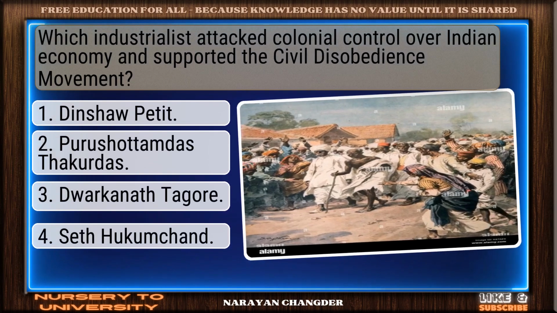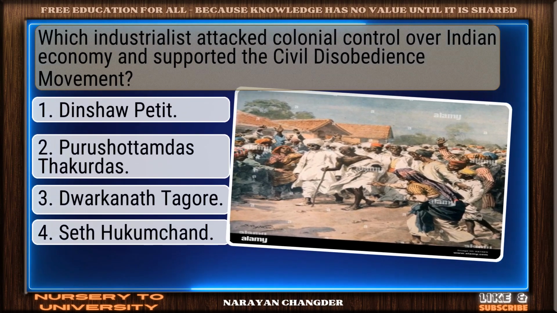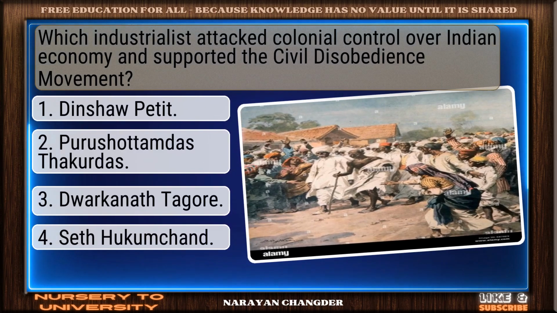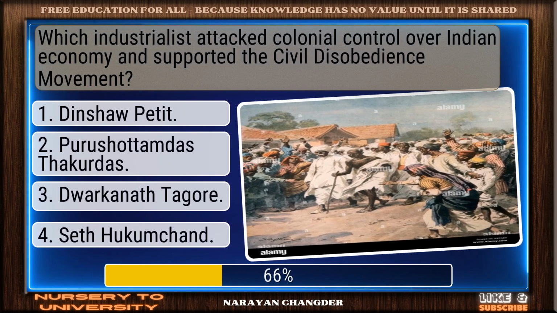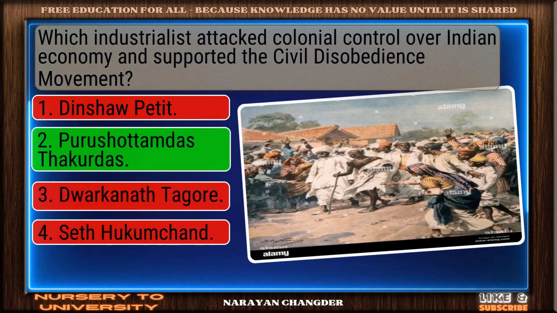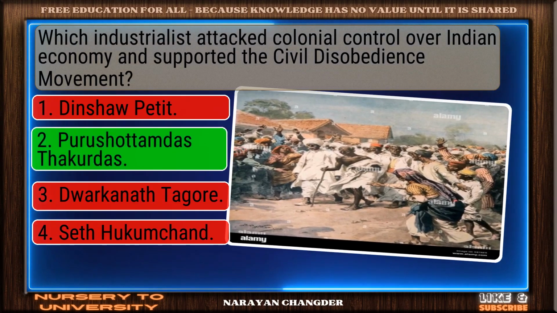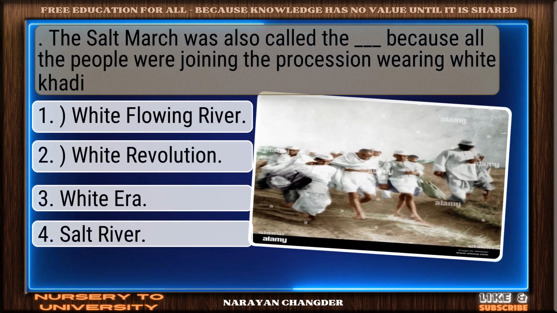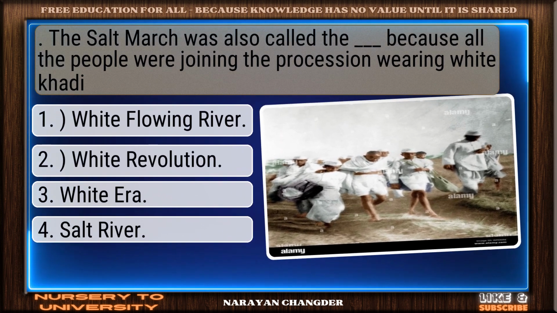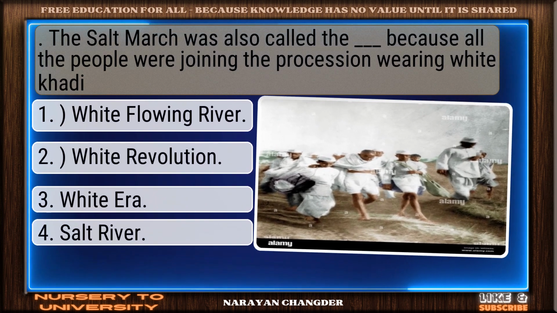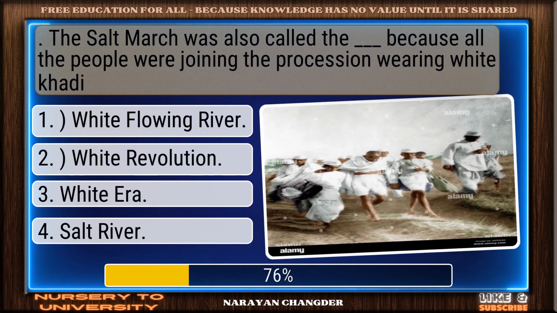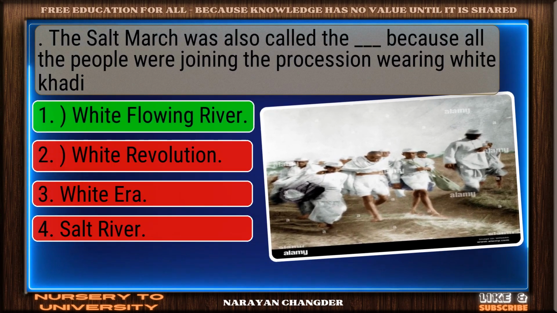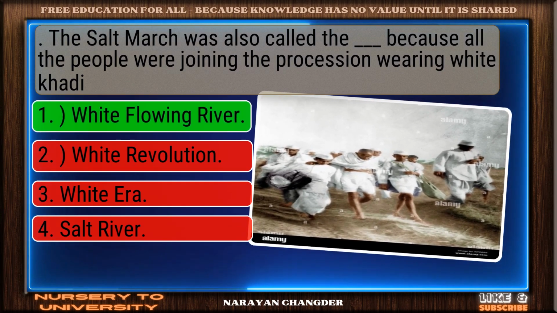Which industrialist attacked colonial control over the Indian economy and supported the civil disobedience movement? On track. Purushottamdas Thakurdas is correct. The Salt March was also called the Dash because all the people were joining the procession wearing white khadi. Excellent. The white flowing river is well reasoned.